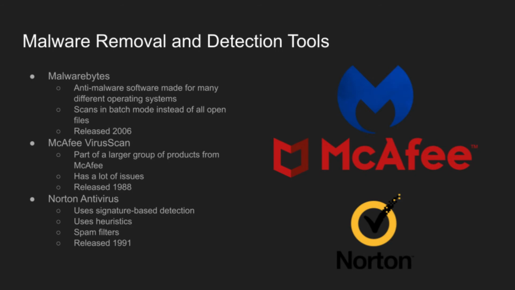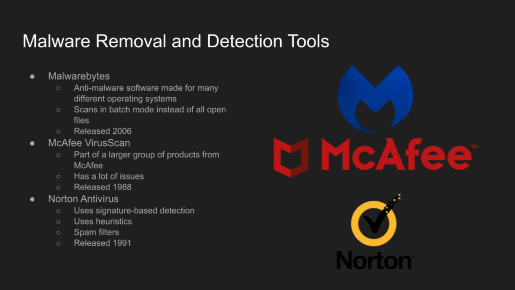There are many different tools that can be used to detect and remove malware on different systems. One of these is Malwarebytes. This is anti-malware software made for many different operating systems. It scans files in batch mode instead of all open files for quicker discovery of malware, and this was released in 2006.